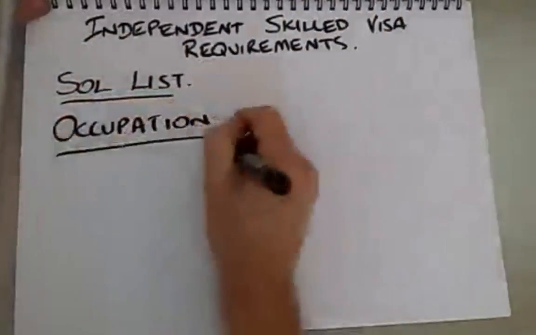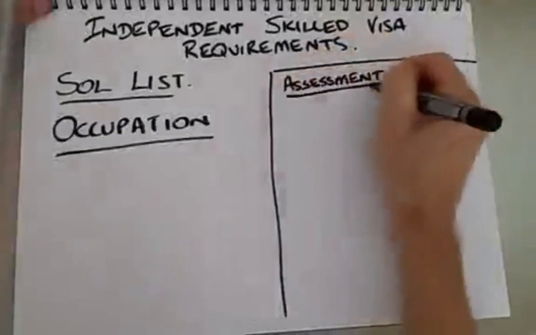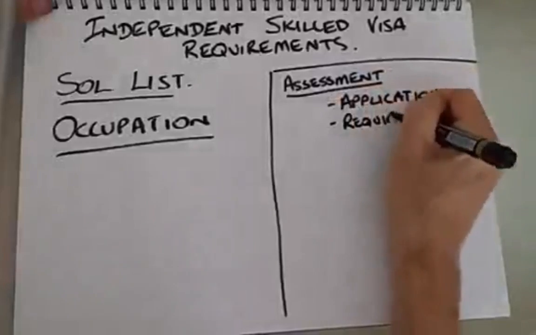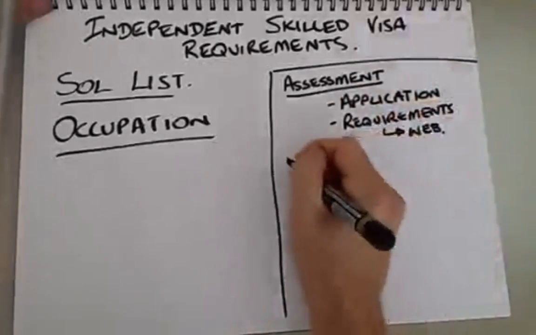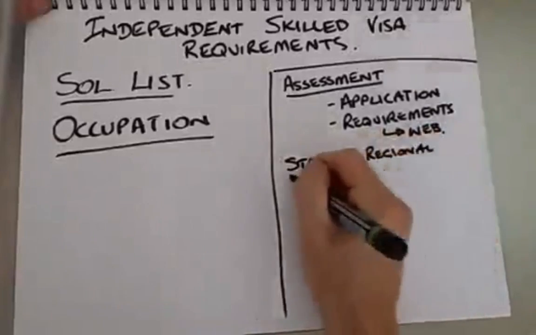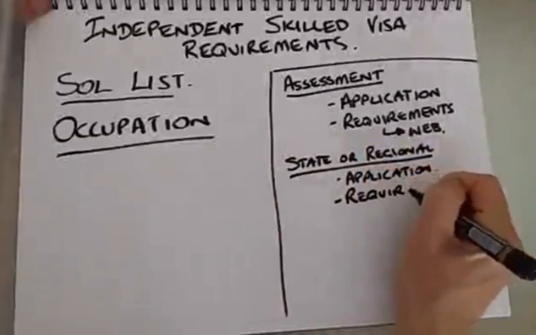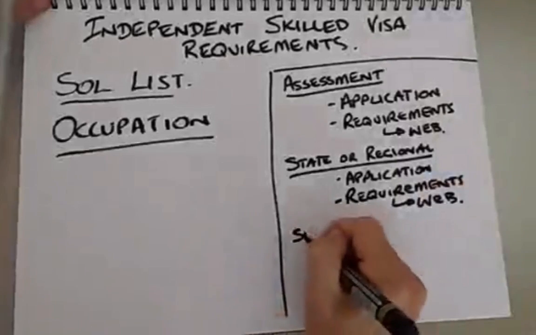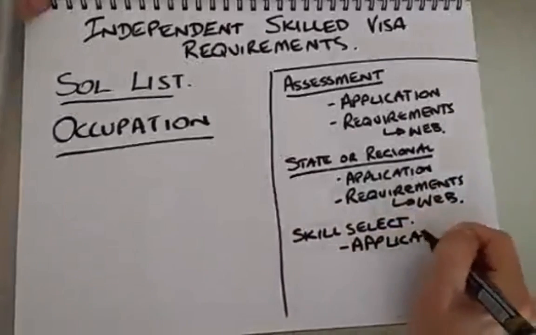The next thing you need to do is really have a look at the assessment process, the application that you need to do with that assessment process, and the requirements, which can all be found on the web. You'll find that there are also state and regional assessment processes where you can get extra points for applying for an independent visa in a state or region. And that creates another application, and there can be more requirements to that. And then lastly, you have to have a look at Skillselect. And that in itself is another application with more requirements, and that is also done on the web.